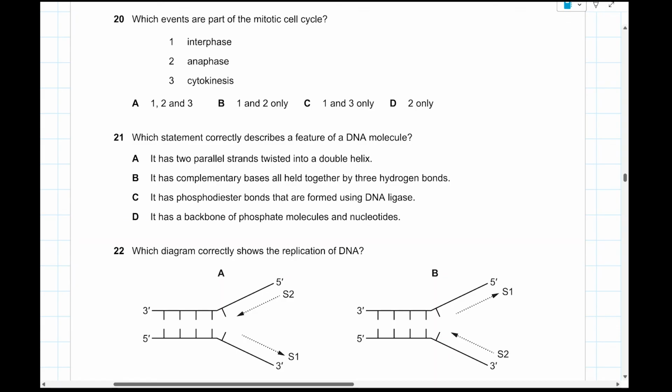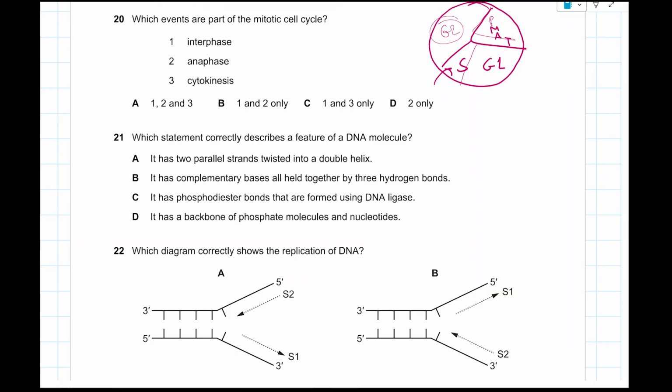Question number 20, which events are part of the mitotic cell cycle? So let's draw the entire cell cycle. We have mitosis, which consists of prophase, metaphase, anaphase, and telophase, and then we have the G1 phase, the S phase, which is slightly smaller, where DNA replication takes place, and then the G2 phase, where the cell continues to grow after DNA replication.